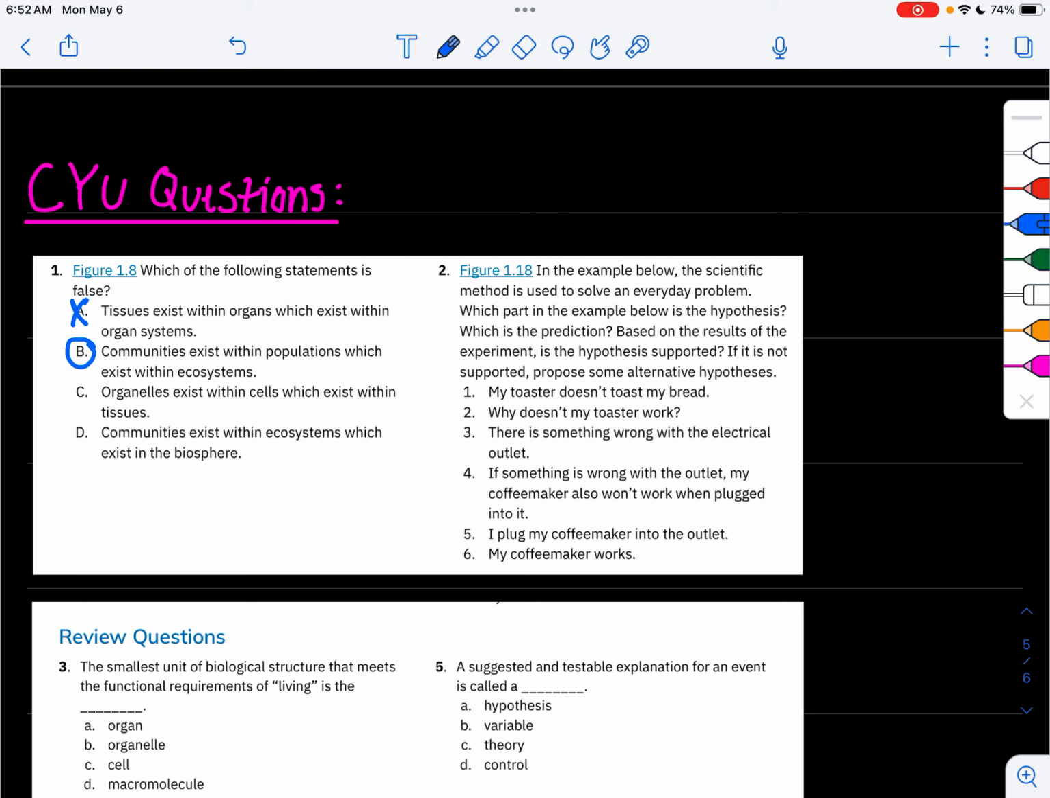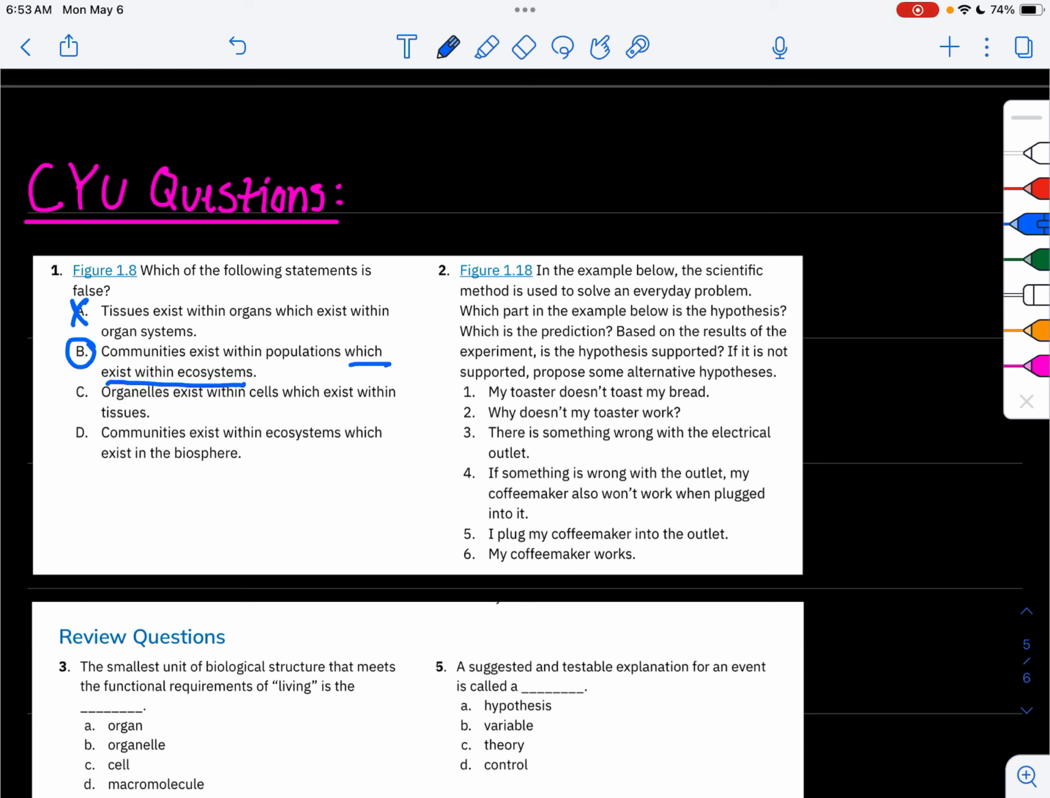So the answer is B. What would we change to make this question true? Remember that populations make up communities. So which exist within ecosystems, that is correct. That's the correct part of the answer. Ecosystems are going to follow communities and populations. What we need to make this answer true is we need to say populations exist within communities, not communities exist within populations.